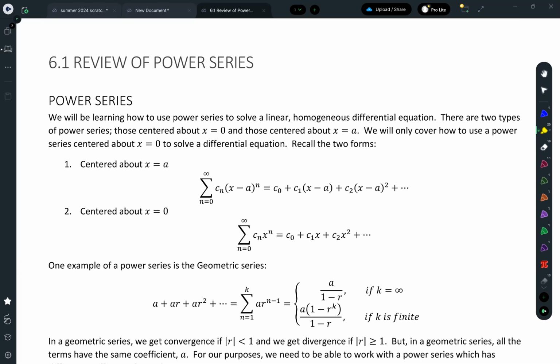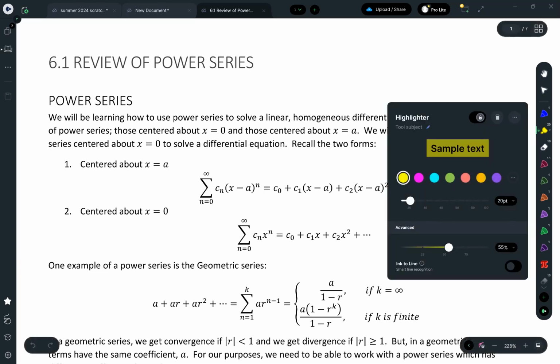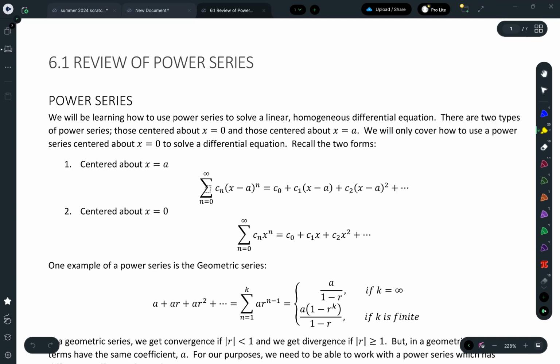Centered about x equals a, we would see the summation symbol, this funny looking Greek letter, and it would be summing up c sub n times x minus a, all raised to the n power. Now that summation symbol, the Greek letter sigma, below it says n equals 0 and above it says infinity. That is the counter. It counts. That's all that it does.